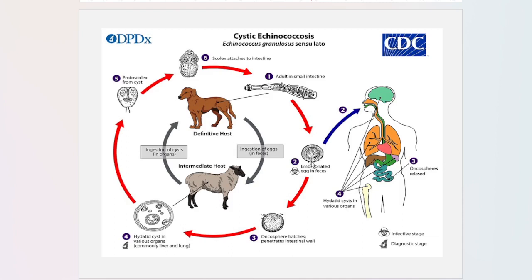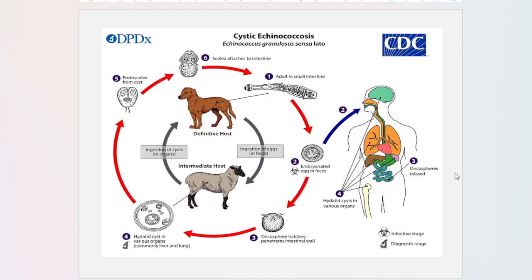So, after ingestion by a suitable intermediate host, the egg hatches in the small intestine of the intermediate host and releases a 6-hook oncosphere. Nag-release siya ng 6-hook oncosphere. The oncosphere hatches and penetrates the intestinal wall. So the oncosphere is released, and it penetrates the intestinal wall and migrates to the circulatory system.